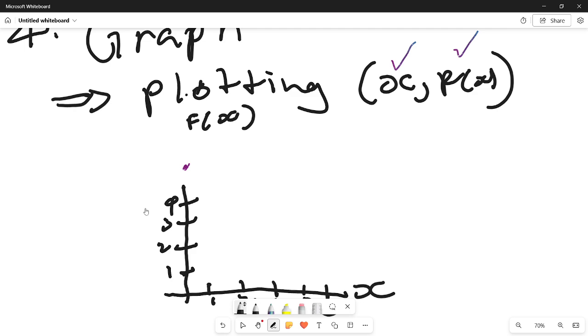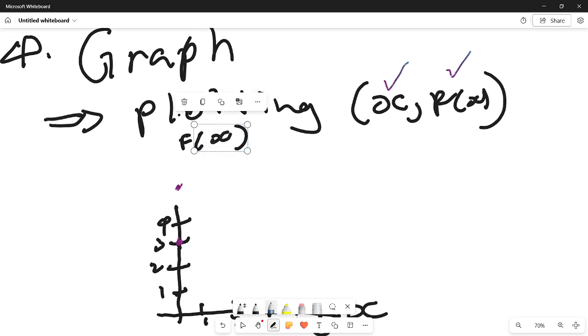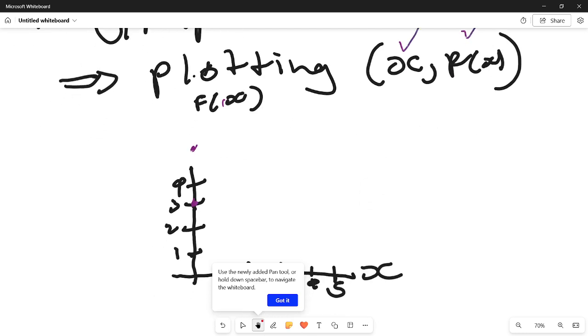So it means we'll have a point somewhere here. When x is 0, y, which is f of x, is 3. So our f of x is here. We bring it down. Okay, that's fine. I think you'll be able to see. All right, so we have our first point, (0, 3).